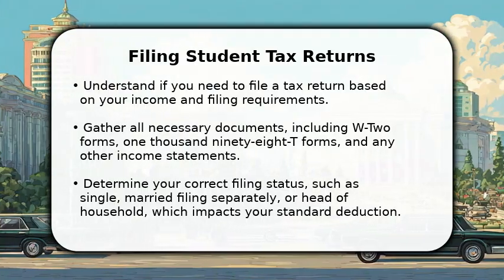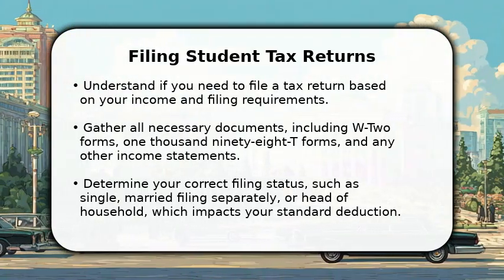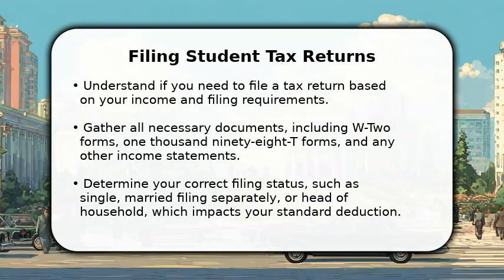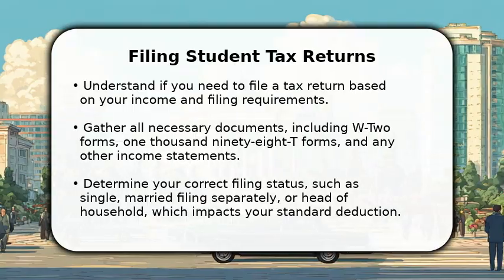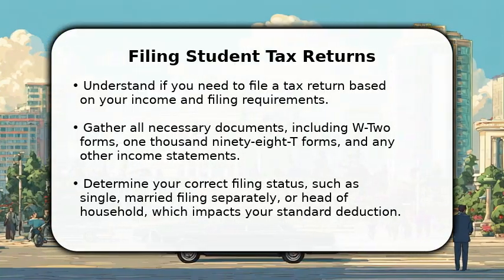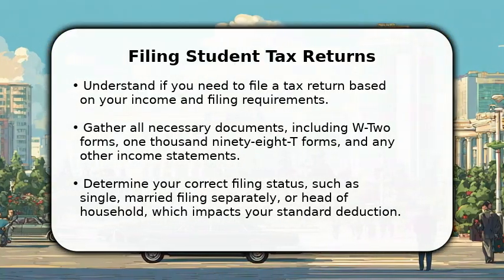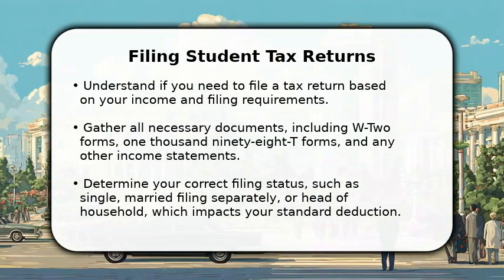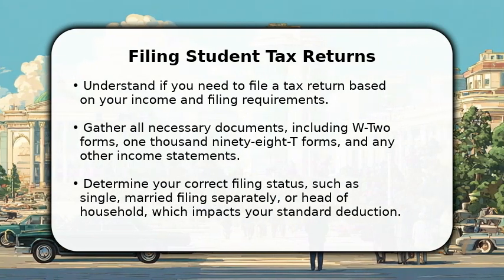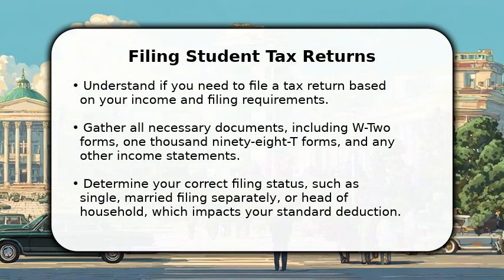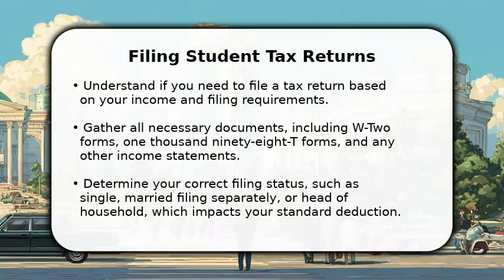Next, gather all your essential documents, like your W-2 forms from employers and 1098-T forms for tuition. Also, collect any other income statements you might have received. Finally, identify your correct filing status, which is crucial for calculating your standard deduction and overall tax liability. This initial preparation will set you up for a smooth filing process.